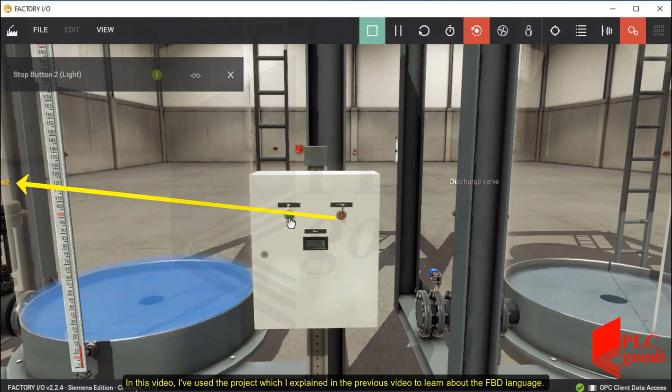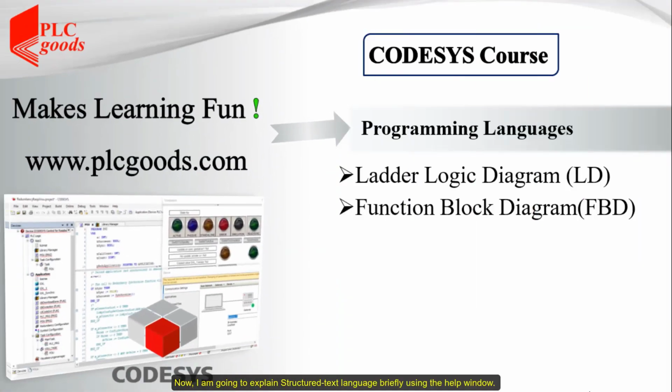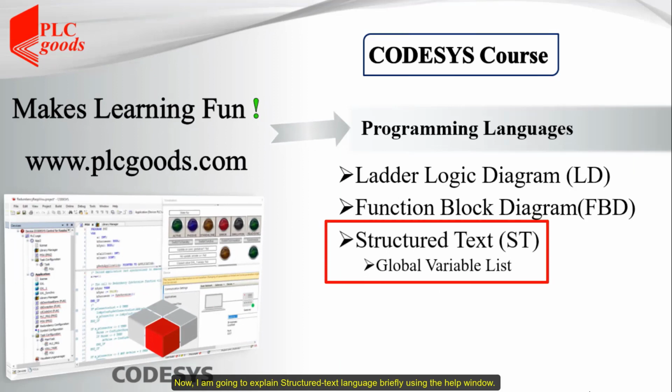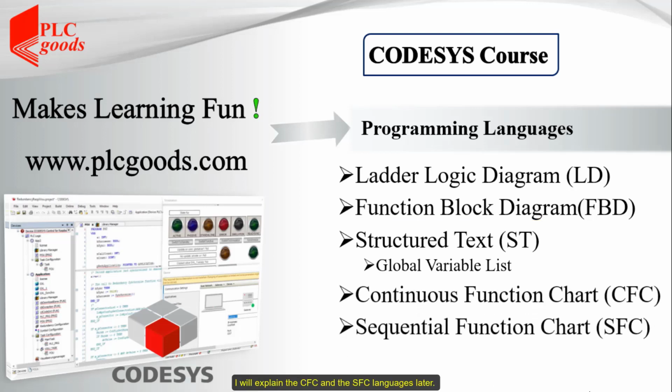In this video, I used the project which I explained in the previous video to learn about the FBD language. Now, I am going to explain the structured text language briefly using the help window. After that, I shall start a practical project using Factory I/O. During the project, I will explain and use a global variable list for the first time. I will explain the CFC and the SFC languages later.